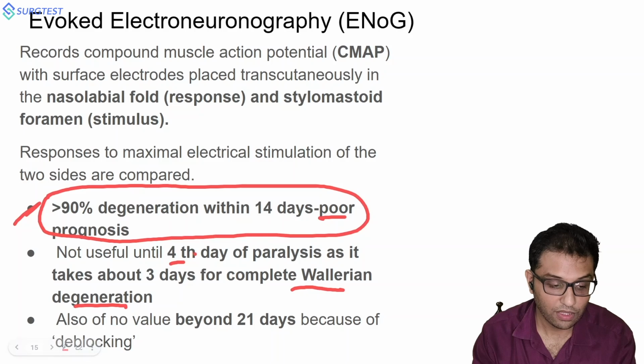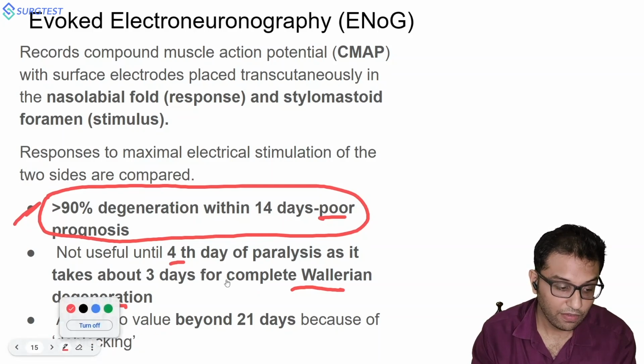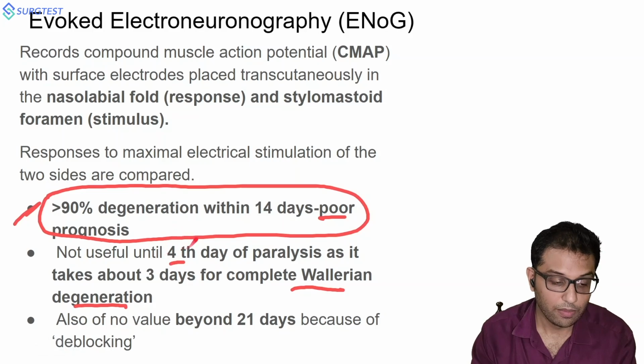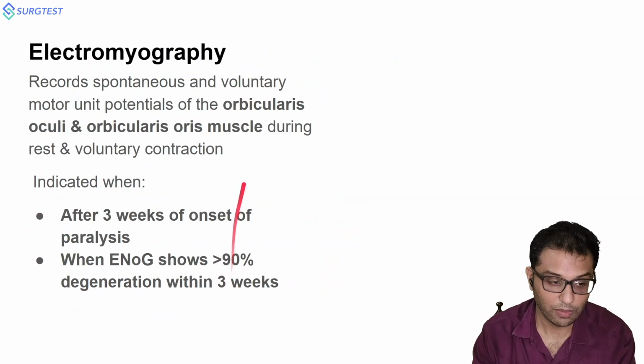It should be done after the 4th day, and also it has no value after 21 days because regeneration of the nerve starts. So it has to be done between the 4th and 21st day. Remember, don't do it before the 4th day because Wallerian degeneration is not happening, and don't do it after 21 days because of regeneration. Now, the other test is electromyography.